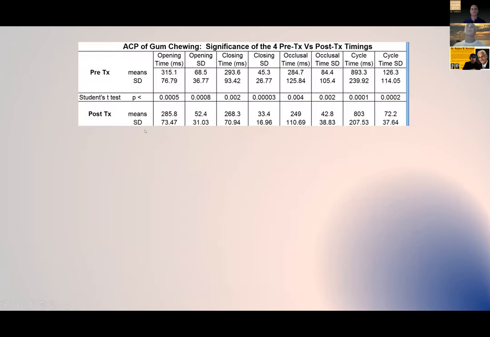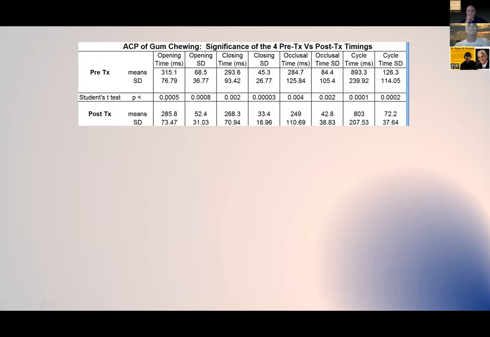Now, the thing about the study is we had 30 or 40 patients. These are all the statistics. Look at the p-values. Now, some of you may not know what p-values are, but when you read a paper and it says p less than 0.05, it means that 95% of the time that change was statistically significant.